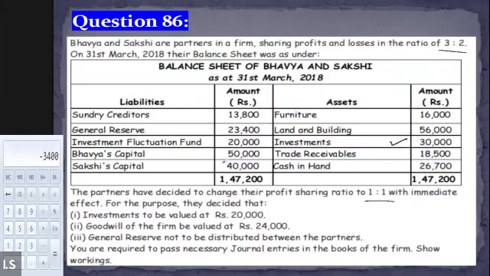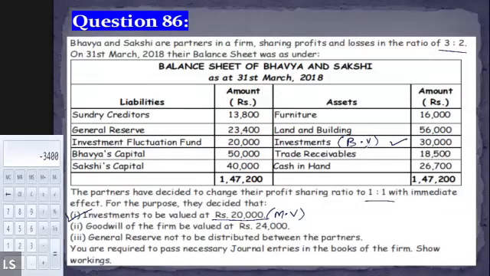And now coming to the first point that is given in the question, investment is to be valued at 20,000. You know what? This is the market value of the investment, right? 20,000 is the current market value of the investment. And sir, what about 30,000? So 30,000 is the book value of the investment.